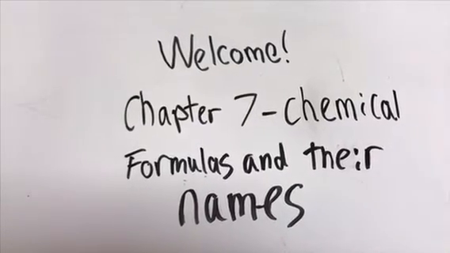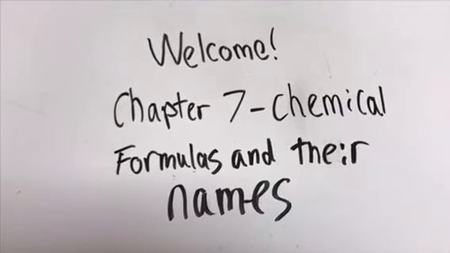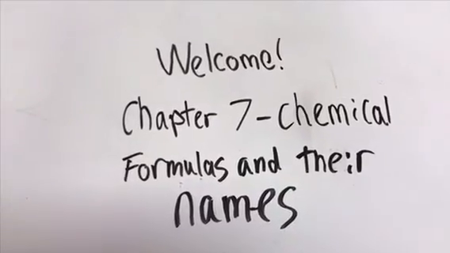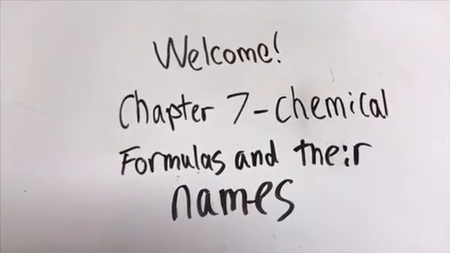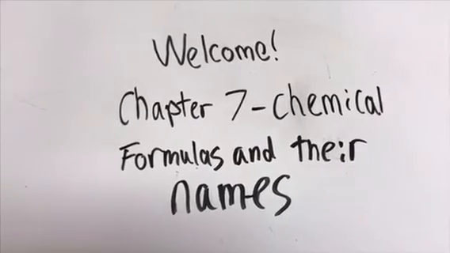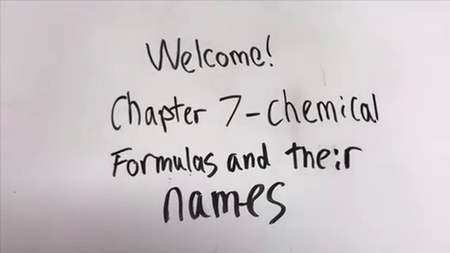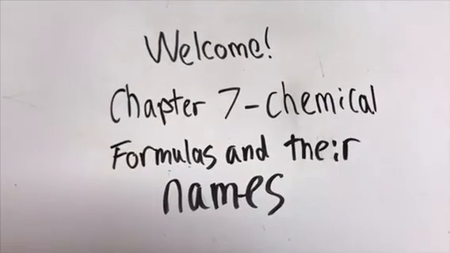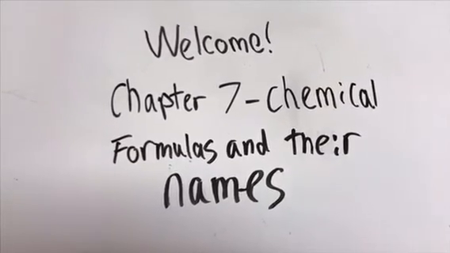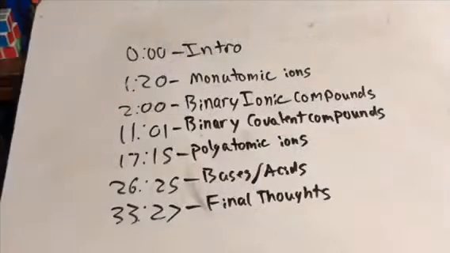Hello everyone, welcome to today's tutorial video on Chapter 7, Chemical Formulas and Their Names. Now, I don't know about you, but I've always been curious about why chemical formulas are named in the strangest way possible, an example being tetraphosphorus decaoxide. However, there actually is a method to the madness of naming these chemical compounds, and today I will teach you the method to this madness and how to properly name all the chemical compounds.